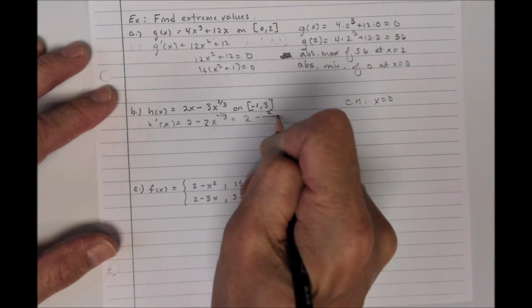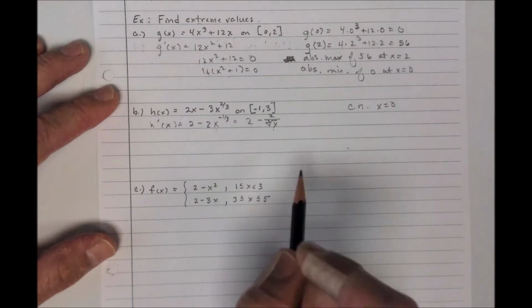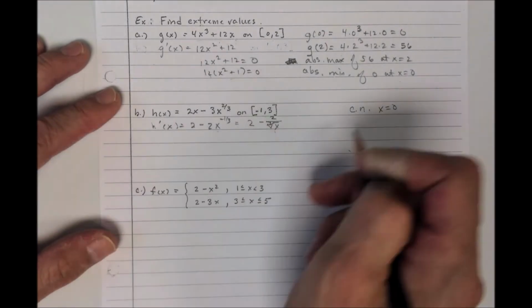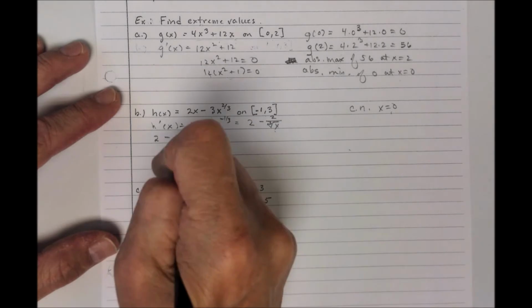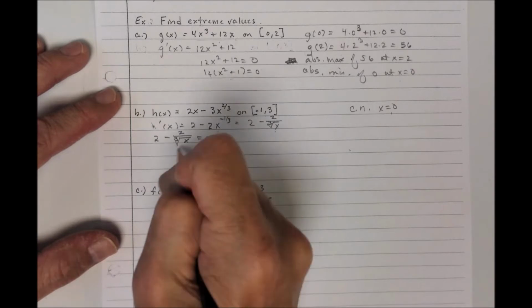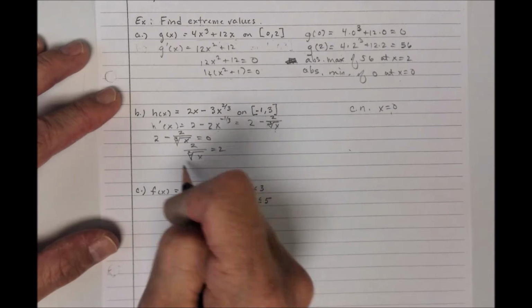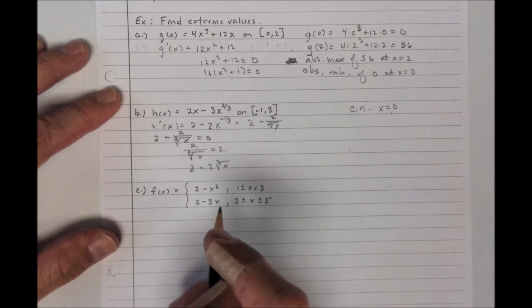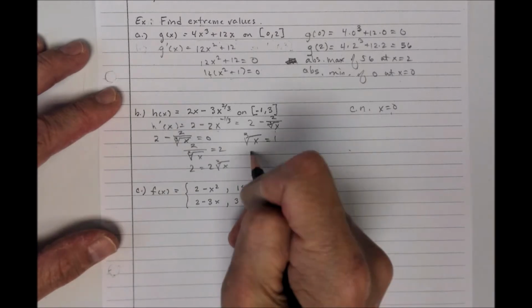This is 2 all over the cube root of x. Hopefully you can see that all right. That's a cube root here of x. So I am going to set this equal to 0 to find if there are any stationary critical numbers. I have a singular one. So 2 minus 2 over the cube root of x equal to 0 means 2 over the cube root of x is equal to 2. If I multiply both sides by the cube root of x, I get 2 is equal to 2 times the cube root of x. If I divide by 2, the cube root of x is equal to 1. If I cube both sides, I get x equals 1.